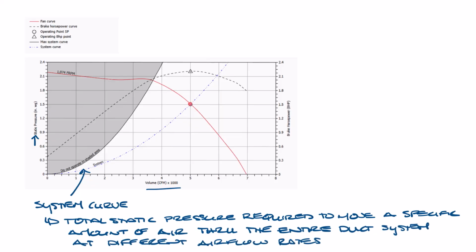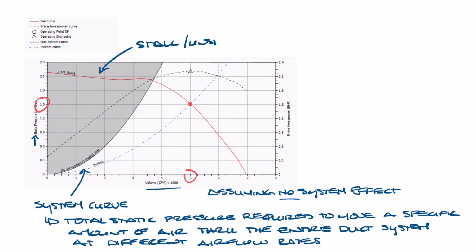Where the system curve intersects the fan curve is where your fan will operate, which is 5,000 CFM and 1.5 inches of pressure here. This is assuming the installation has not introduced any system effects that would increase the system pressures. I've done a video on system effects, so I'll link it below.